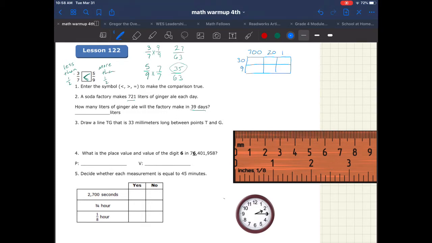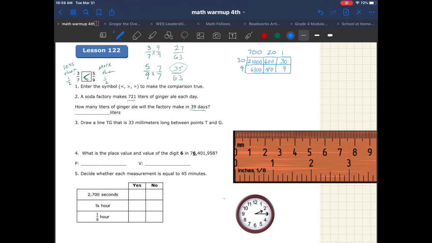3 times 7 is 21, and I've got 3 zeros there. 3 times 2 is 6, and I've got 2 zeros. And 30 times 1 is 30. 9 times 7 is 63. I've got 2 zeros. And 2 times 9 is 18. There's 1 zero in the 20. And 9 times 1 is 9. And now I just have to add all these up.